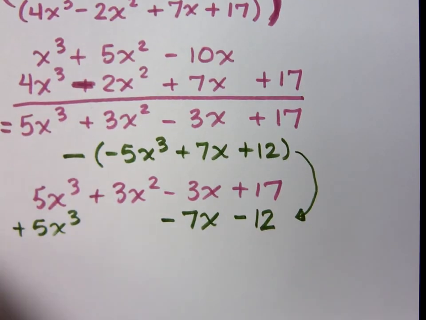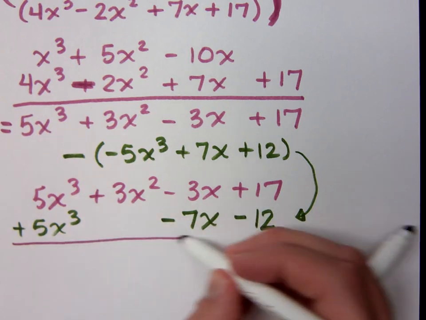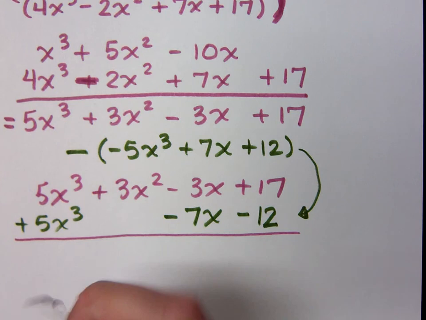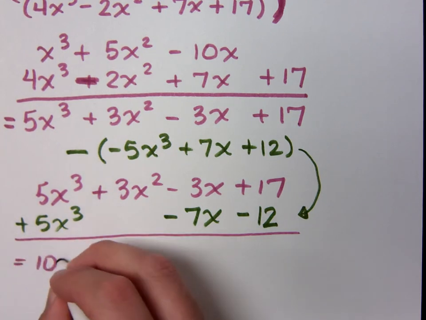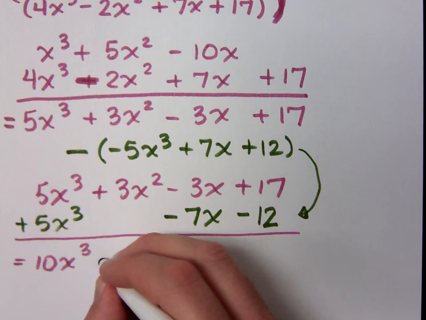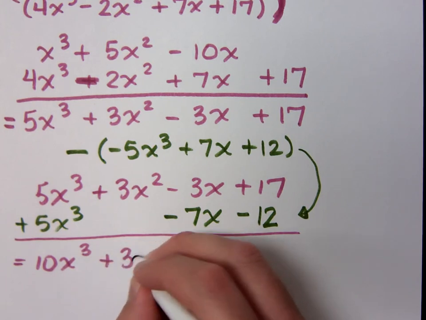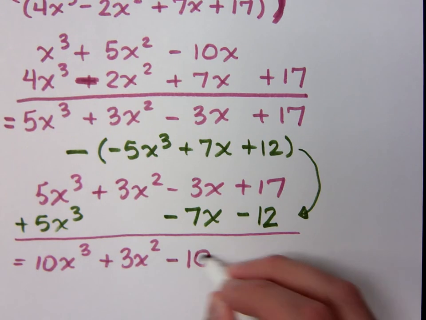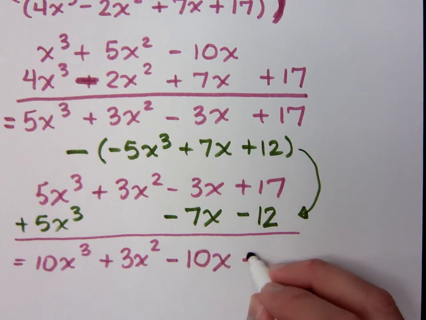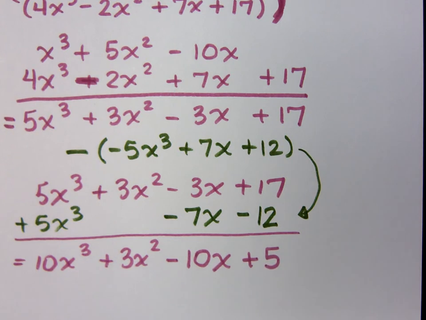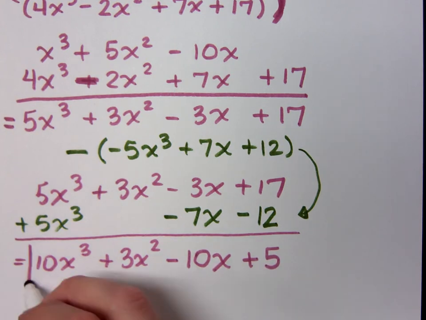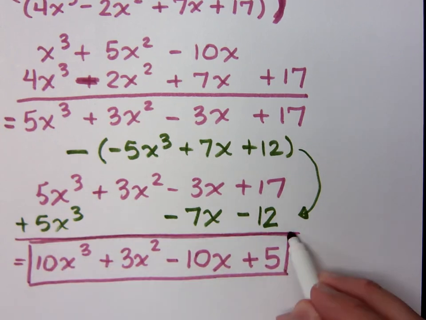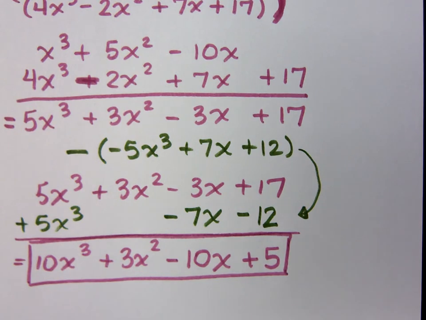So when I have everything lined up in the correct columns, now I can combine like terms rather easily. So when I combine like terms, what do I have? 10x to the third plus 3x squared minus 10x, and then what? Plus 5. Plus 5. So we have to make sure that we read the problem carefully. Okay? Any questions about that problem?